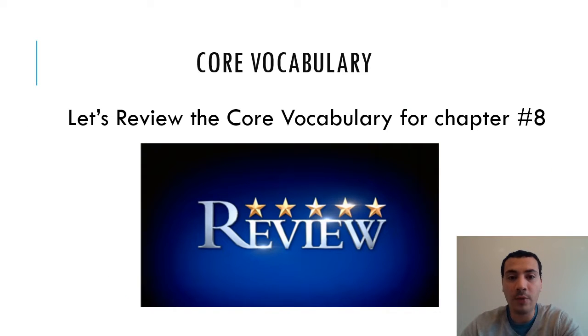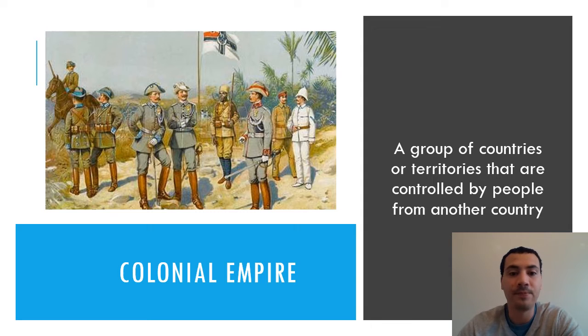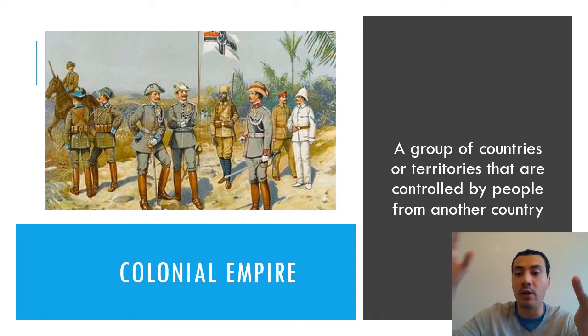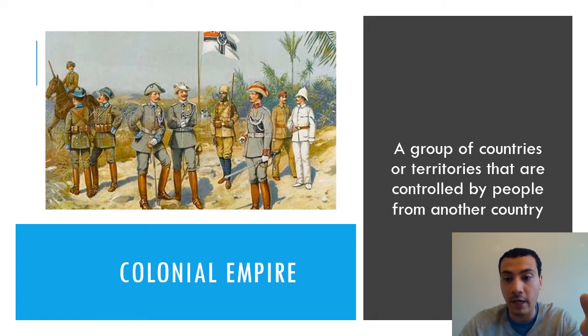So let's now review scholars' core vocabulary for chapter number 8. Colonial empire: a group of countries or territories that are controlled by people from another country. As a Colombian, Colombia was part of the Spanish Empire. It was called Nueva Granada before it adopted the name of Colombia. The same as the United States was not called the United States. It was the 13 colonies.